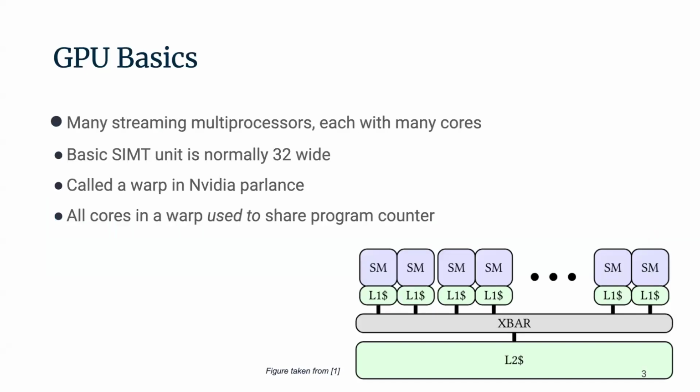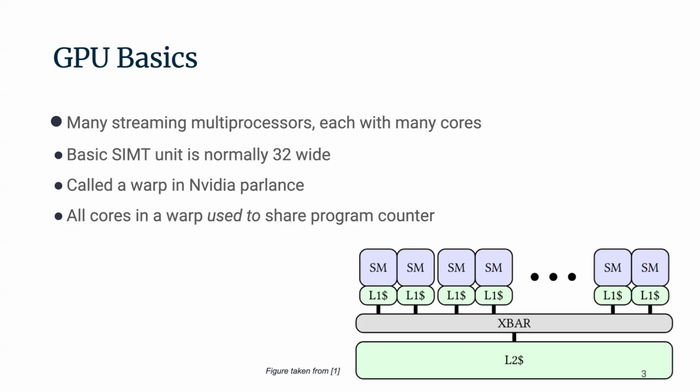A GPU consists of many streaming multiprocessors, each of them having a lot of cores, which I believe NVIDIA calls CUDA cores. The basic SIMT unit is normally 32 wide, but it's not exactly standardized. Some GPUs, I think Intel and AMD, could have a different number. I think Intel is like 16 at the moment. NVIDIA GPUs are, at this date, all 32 wide. And by SIMT unit, what I mean is you have 32 CUDA cores all running the same instruction.